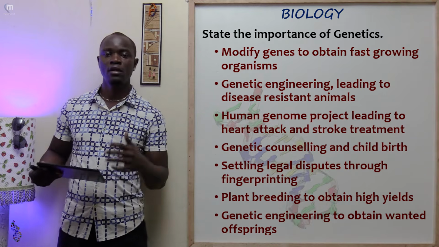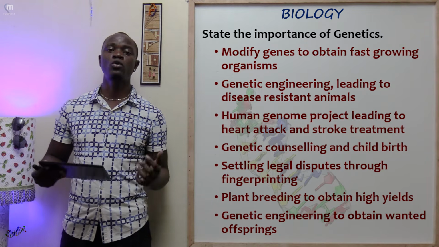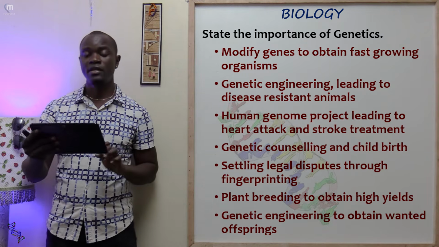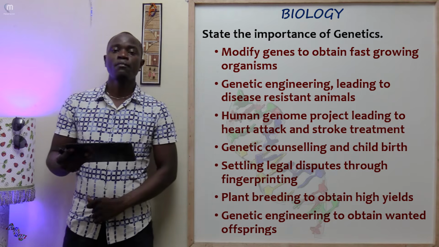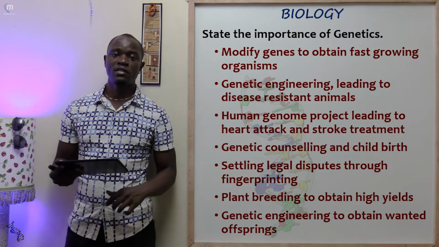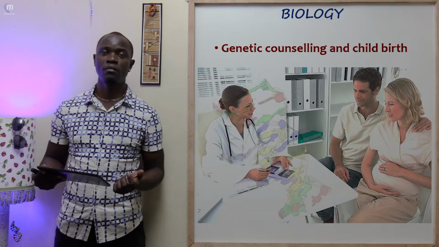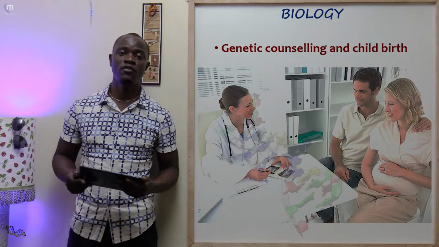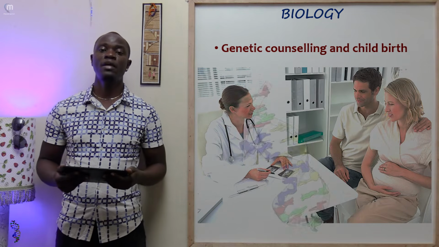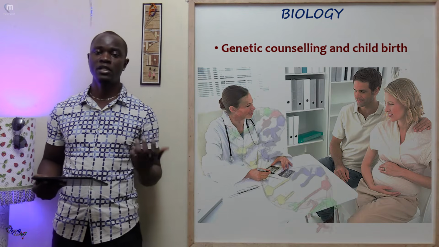So through breeding, through crossbreeding, we can obtain animals that are disease-resistant. Also through genetics, we can get knowledge of genetic counseling, and be able to provide good knowledge for childbirth, or for parents who are unable to obtain children.